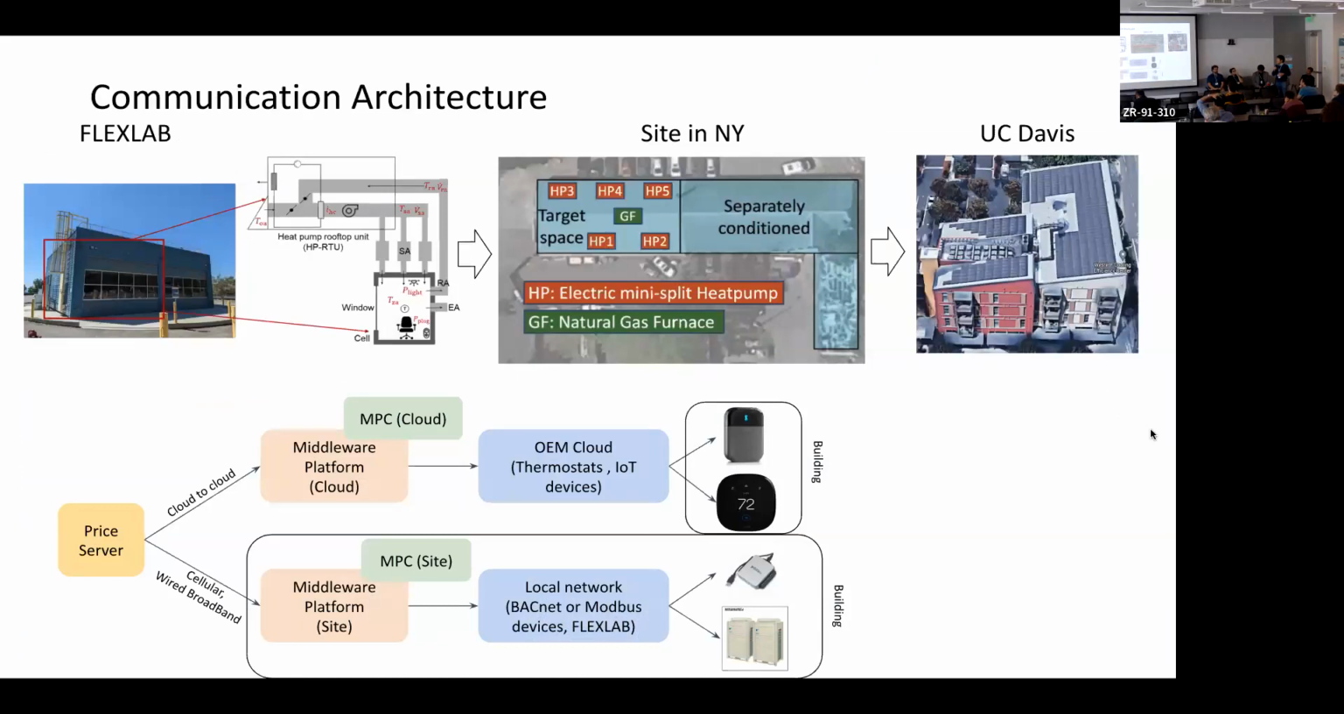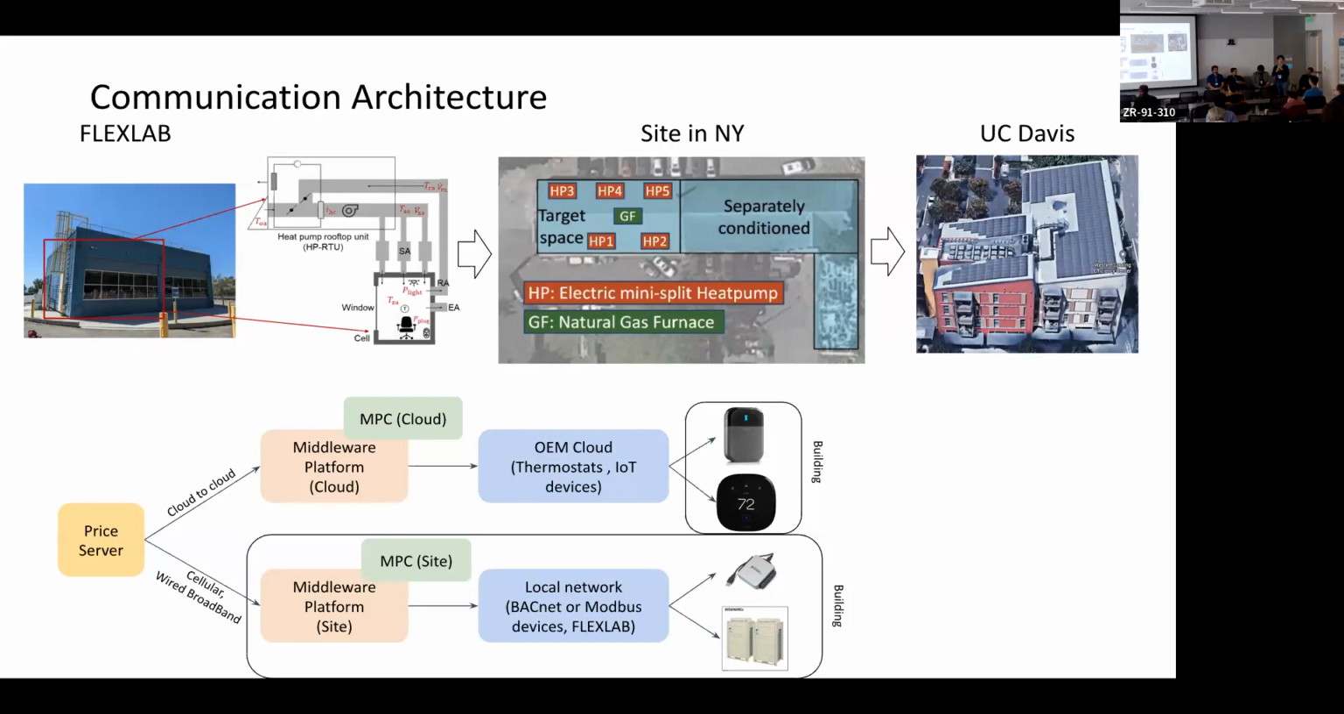Okay, as I said, we proposed our technology and we tested it on FlexLab, and then we tested it in the winter for 3 months in a commercial building in New York, and now we are working on a VRF system at UC Davis. In terms of communication, our technology is targeting two types: one is OEM cloud, and the other one is local network.